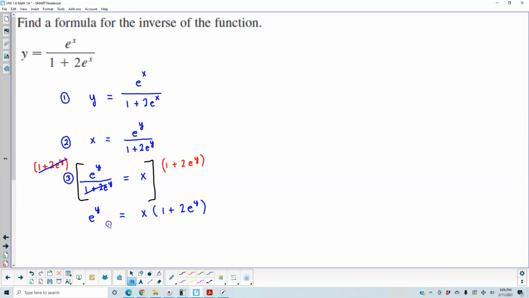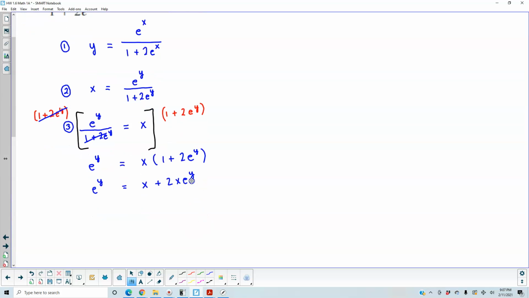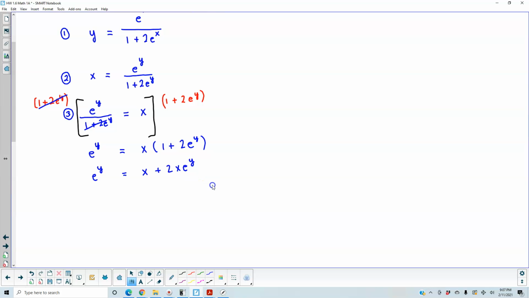Okay, now our goal is to get all the y's on one side. So in order to do that, we're going to distribute the x. So we have e to the y, which is equal to x plus 2xe to the y. And now we want to get all the y's on the left side of the equation. So we're going to subtract the 2xe to the y. So we have e to the y minus 2xe to the y, which is equal to x.